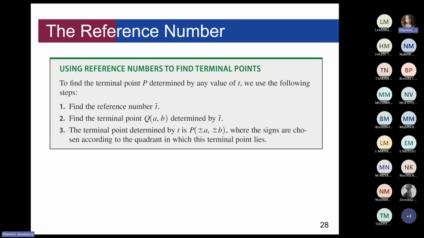Now, they're saying using reference number to find the terminal point. Find the terminal point P. To find the terminal point P, determined by any value of T, we use the following steps. Now, we are using the reference number now. Don't you know how to find the reference number? Yes. We are confident.